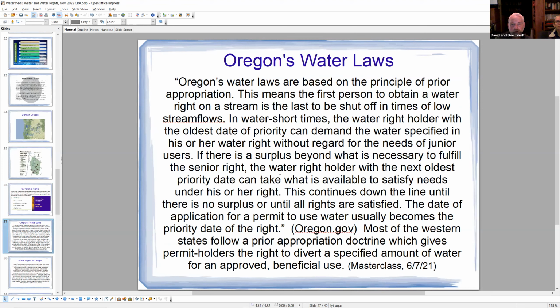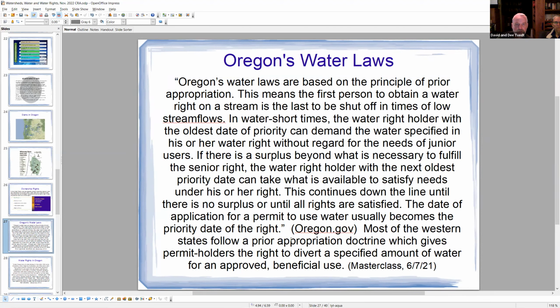And Oregon's water laws are based on the principle of prior appropriation. This means the first person to obtain a water right on a stream is the last to be shut off in times of low stream flows. In water short times, the water right holder with the oldest date of priority can demand the water specified in his or her water right without regard for the needs of the junior users. If there is a surplus beyond what is necessary to fulfill the senior right, the water right holder with the next oldest priority date can take what is available to satisfy needs under his or her right. This continues down the line until there is no surplus or until all rights are satisfied.